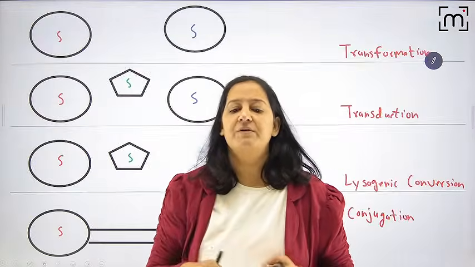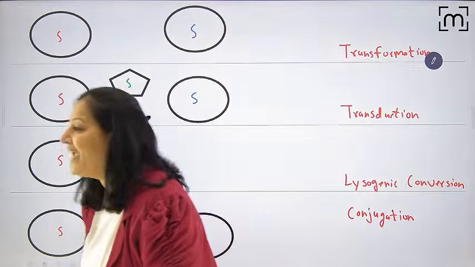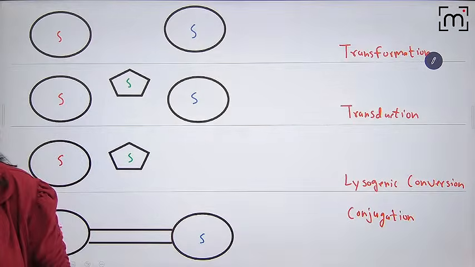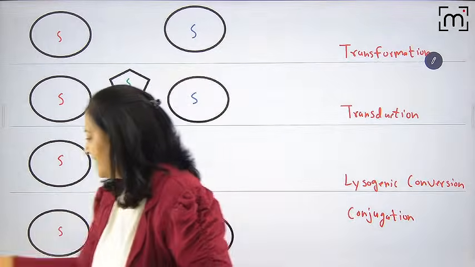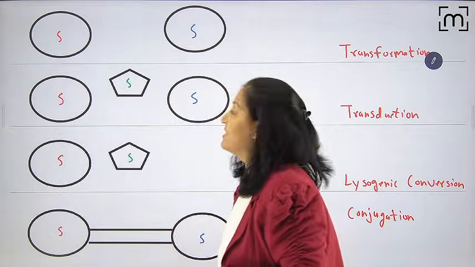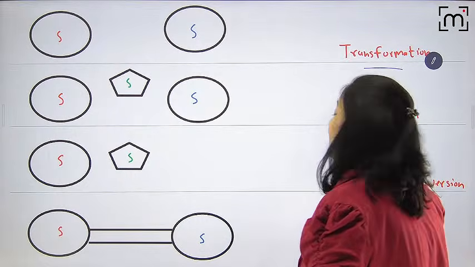So there are 4 ways of gene transfer. Give me a thumbs up if you got it, everyone. What are the 4 ways of gene transfer? Can you say it quickly? Transformation, transduction, lysogenic conversion, and conjugation.